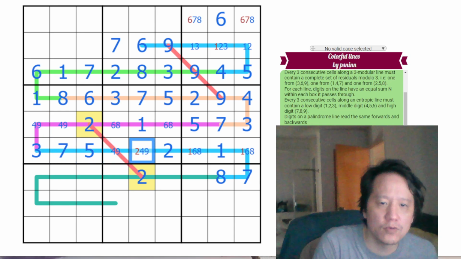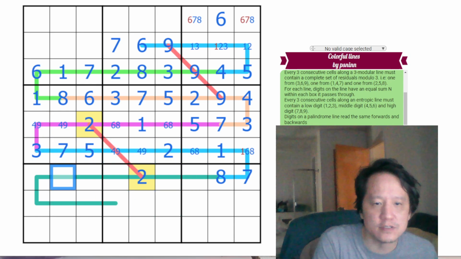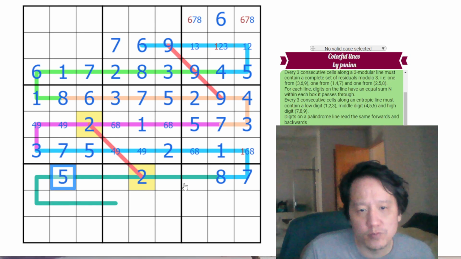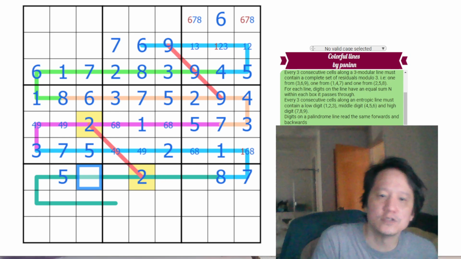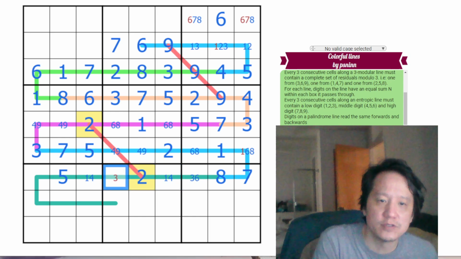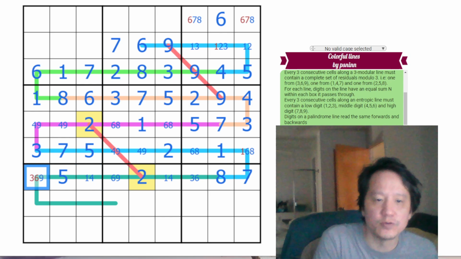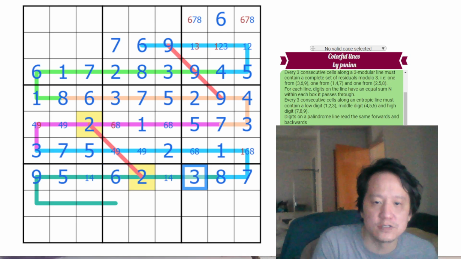And the rest... So that means this is 5. We have 2 modulos. So this is 1, 2, 3, and this is 2. So this has to be 1 and 4. So this is 1 or 4. This is 3, 6, 9. So this is 9. So we know this is 9. This is 6. This is 3. Which makes this 1, 2, 3.